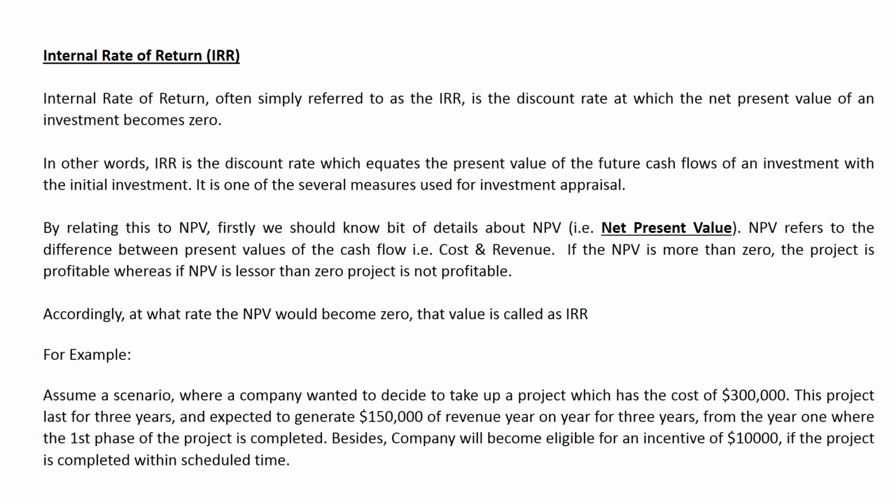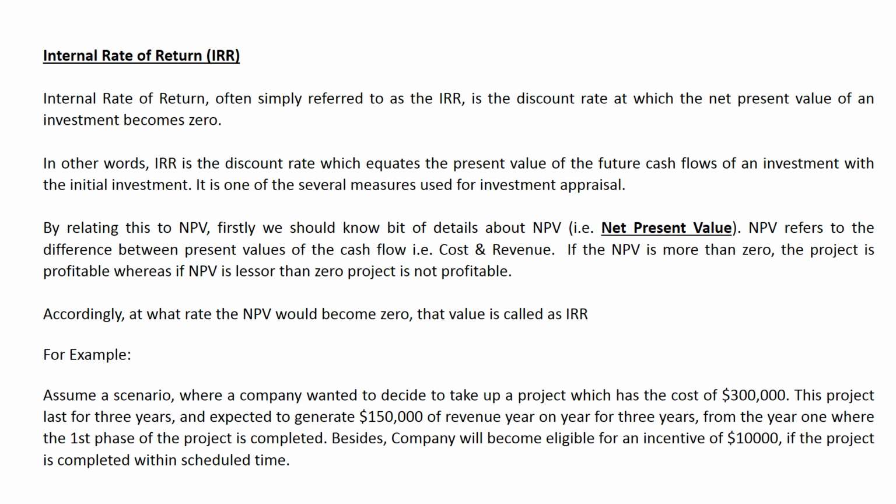By relating this to NPV, firstly we should know a bit of details about NPV, that is net present value. NPV refers to the difference between present value of the cash flow, that is cost and revenue. If the NPV is more than 0, the project is profitable, whereas if NPV is lesser than 0, the project is not profitable. Accordingly, at what rate would NPV become 0? That value is called IRR.